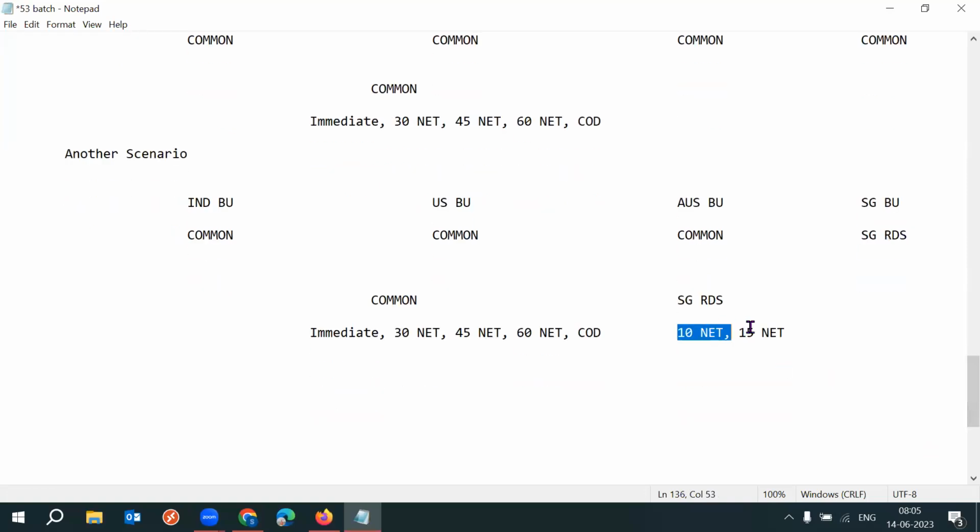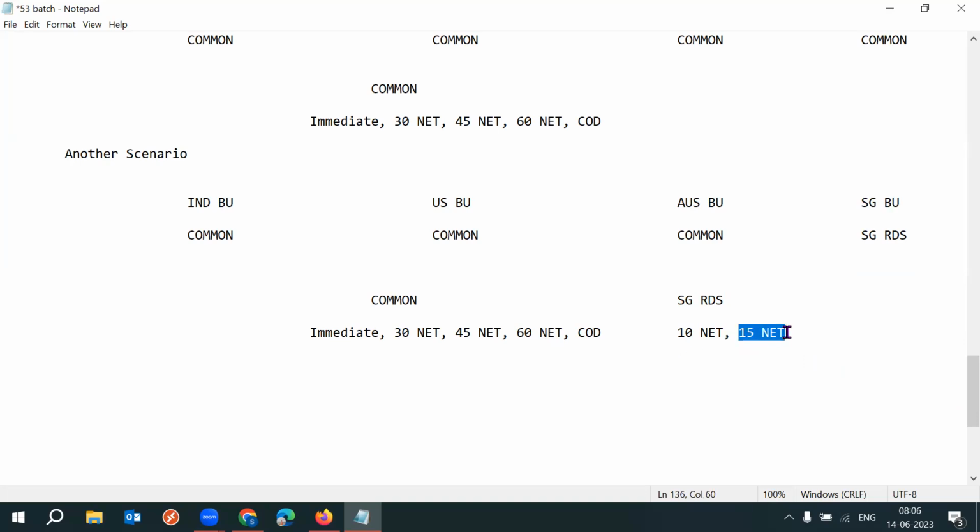Right now, these two payment terms are assigned to which reference data set? SG, Singapore. That means this is able to be accessed only by which country? Singapore. That means these two payment terms can be used in Singapore sales orders and Singapore purchase orders. Correct? Now, the third scenario.